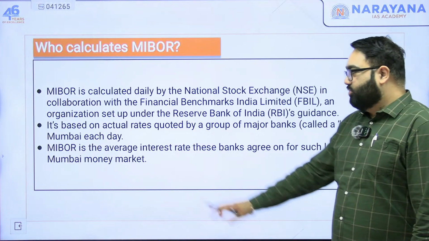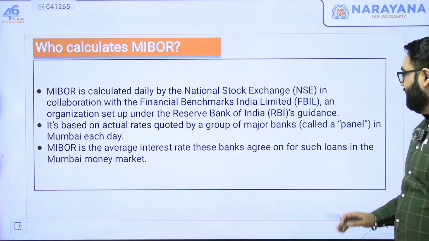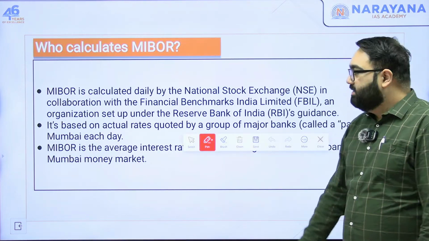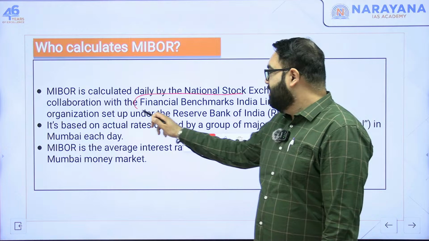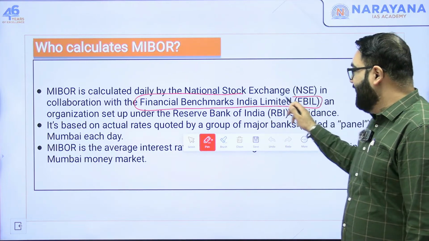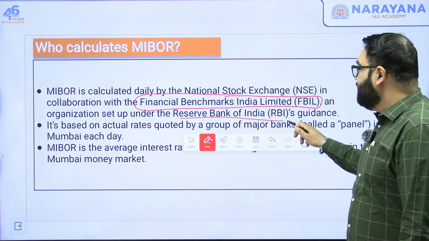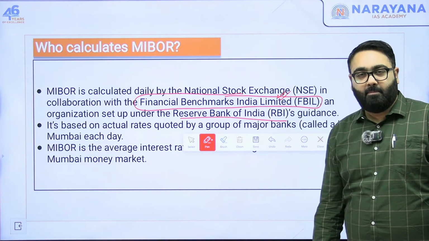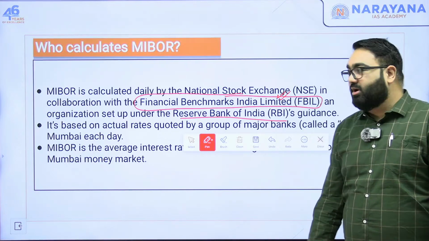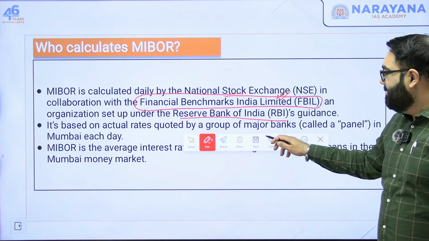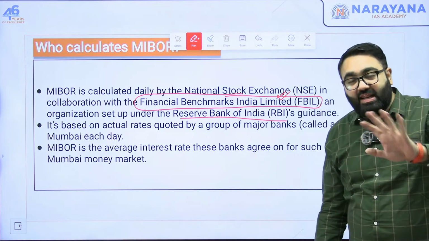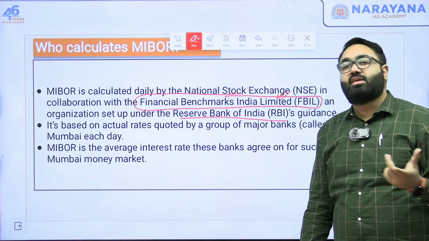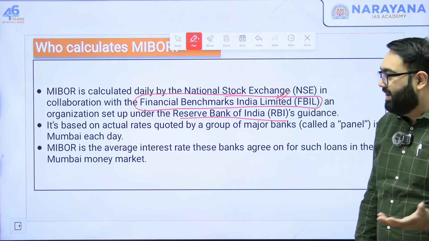Now, I told you how MIBOR is calculated, and this is where I will introduce you to one more entity. Do remember this. There is an entity called Financial Benchmarks India Limited, FBIL. It is set up by the RBI. They are the ones who officially calculate MIBOR. So MIBOR is officially calculated by FBIL. Remember this. And again, MIBOR is not going anywhere. Please don't think SORR is replacing MIBOR right now. In the long run, the expectation is that it will replace it.